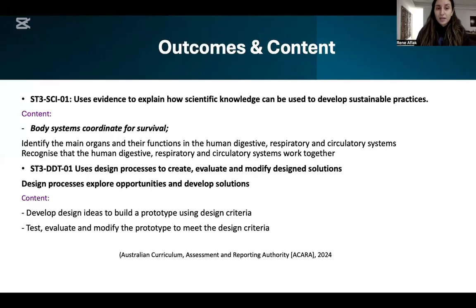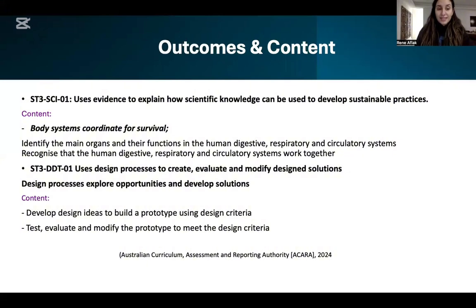Outcomes and content. These outcomes and content have been used within the unit plan and when creating the model. So ST3-SCI01 uses evidence to explain how scientific knowledge can be used to develop sustainable practices. This is used under the content to identify the main organs and their functions in the human digestive, respiratory, and circulatory systems and how they work together.